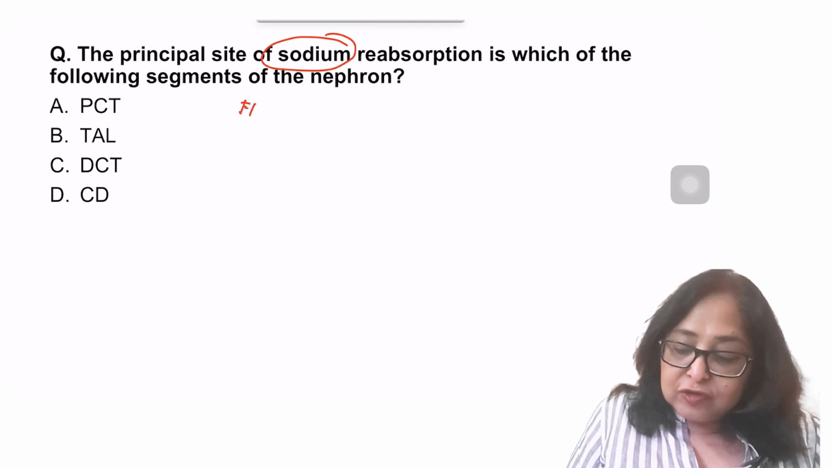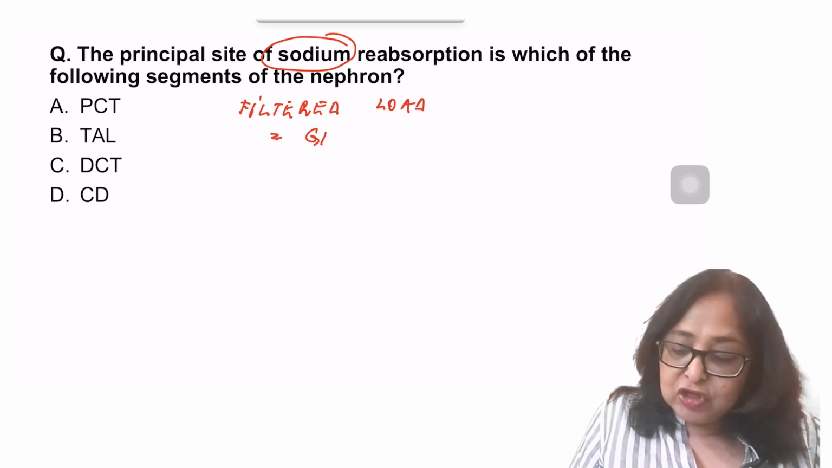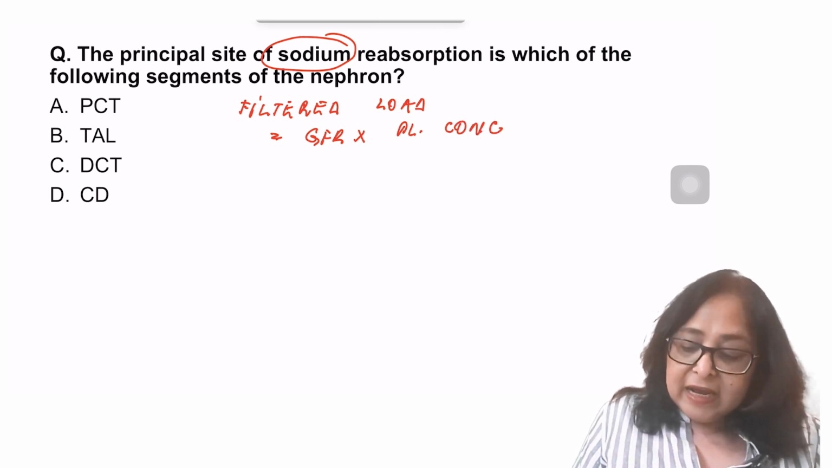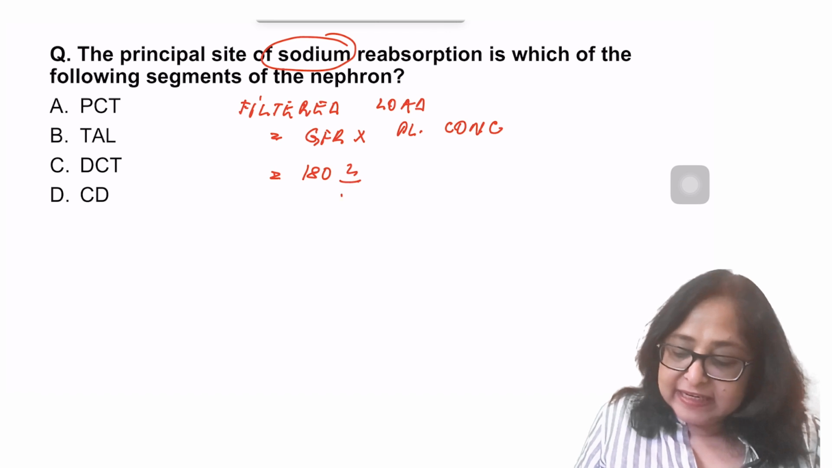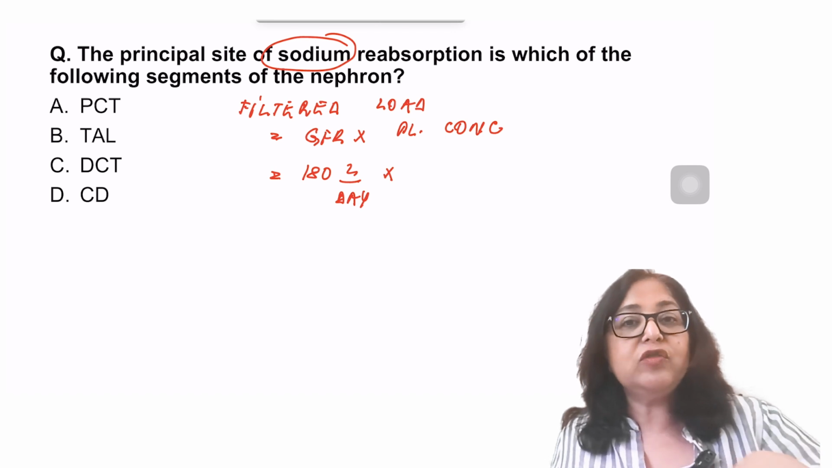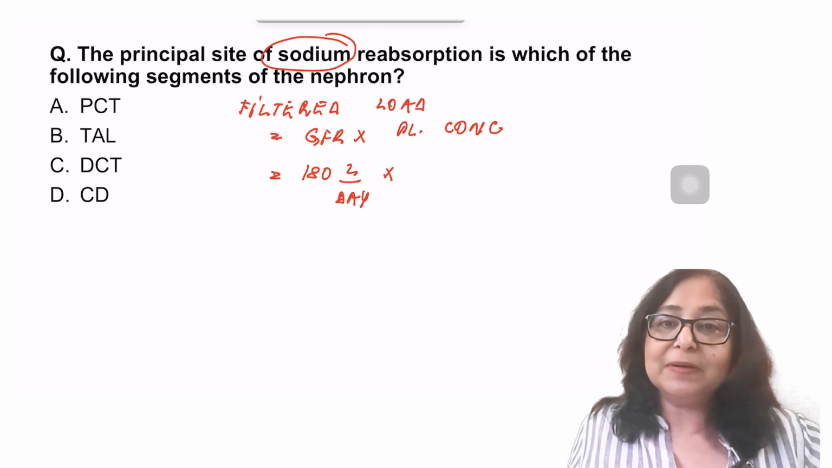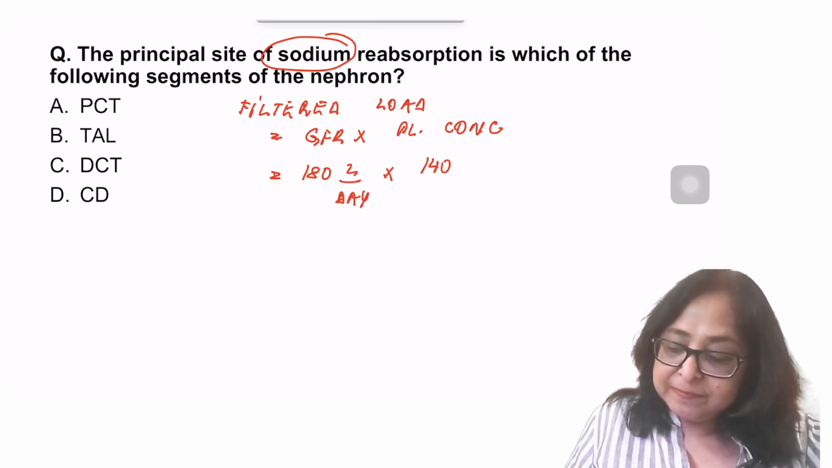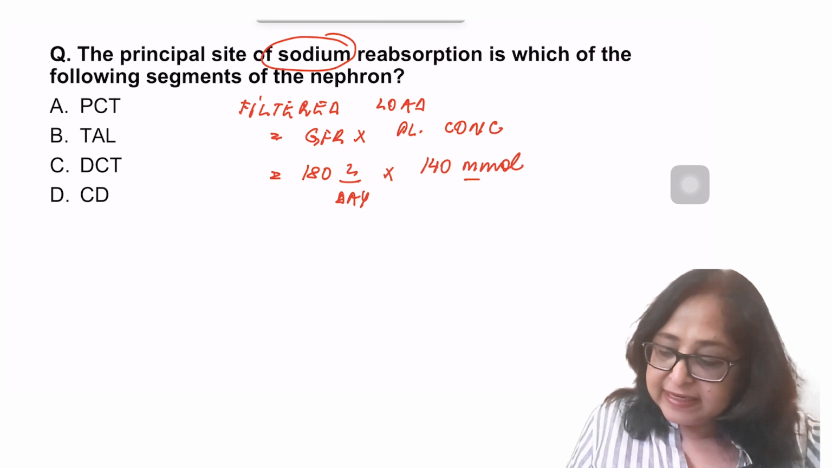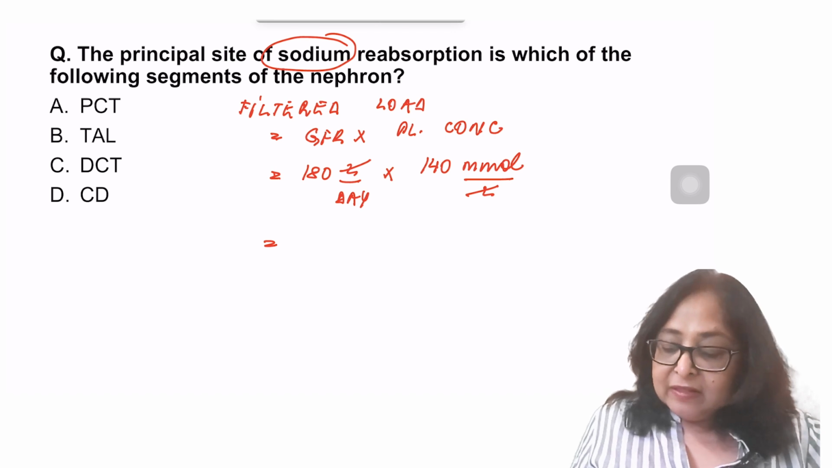Filtered load of sodium. How do I calculate the filtered load of any substance? This is GFR into the plasma concentration of that substance. Now we know that GFR is 180 liters per day and the plasma concentration of sodium is about 135 to 145 milliequivalents or millimoles per liter. I'll take it as 140 millimoles per liter. Liter and liter get cancelled.